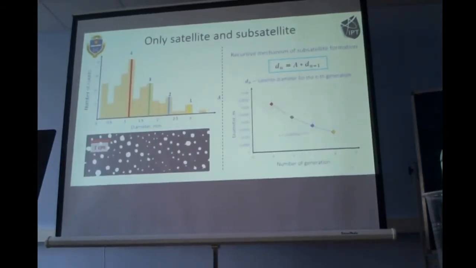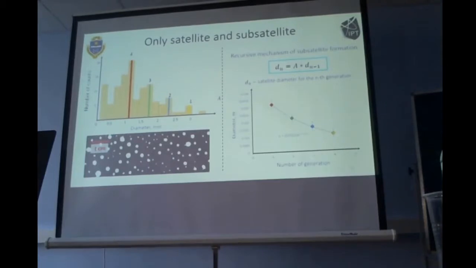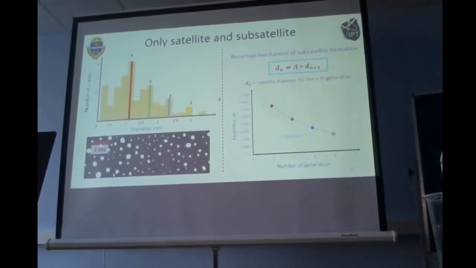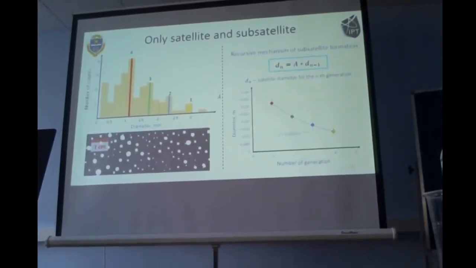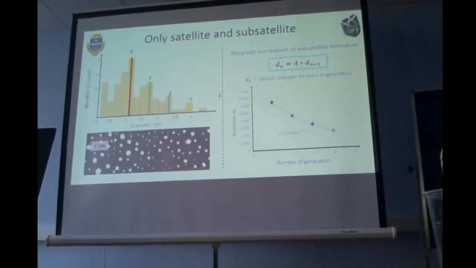We can plot the distribution for only the satellite drops, and we can see that there are 4 generations of them, which correlates to the recursive mechanism of their formation. And we can write the recurrent relation between their diameters.